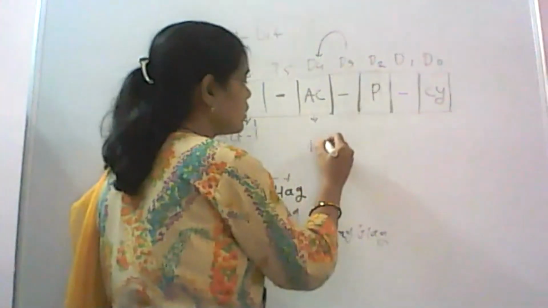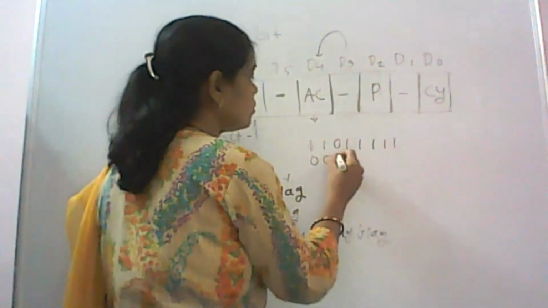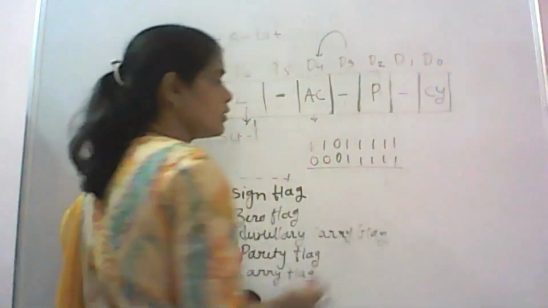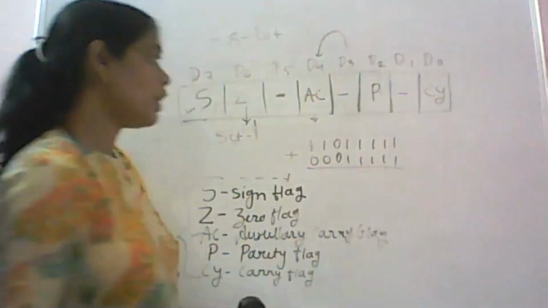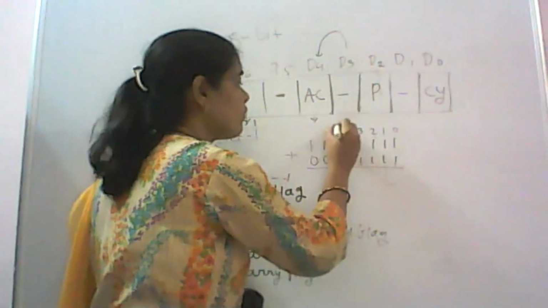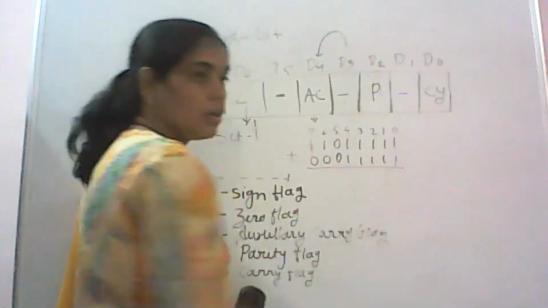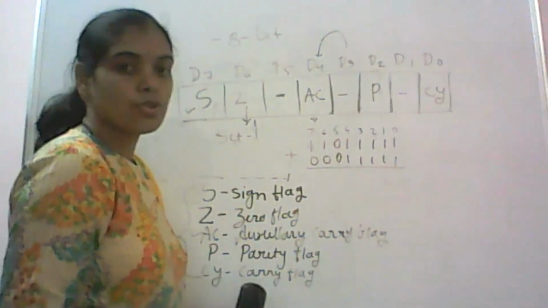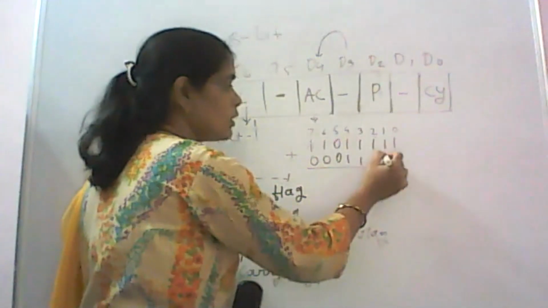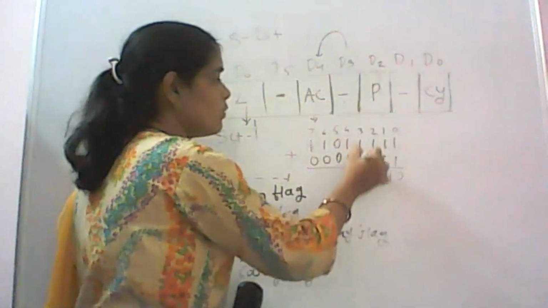Here this is the example: 1 1 0 1 1 1 1 1, 0 0 0 1 1 1 1 1. अभी addition is performed. Bit 0, 1, 2, 3, 4, 5, 6, 7. Okay. All of you know about the rules of addition in binary. Okay. So 1, 1, 0, carry 1, 1, 1, 0, plus 1, 1, 1, 1, 1, 1, 1, 1, 1, 1.